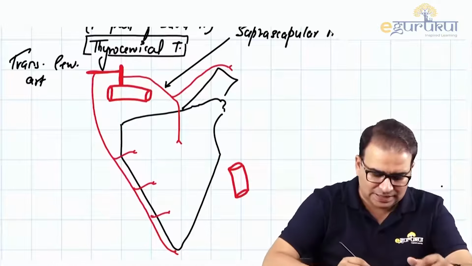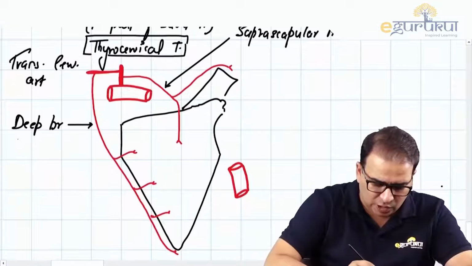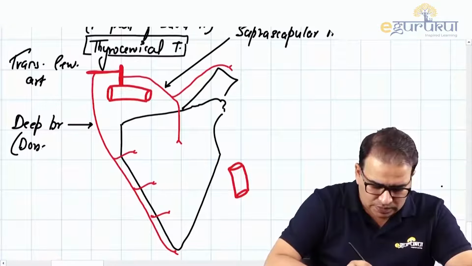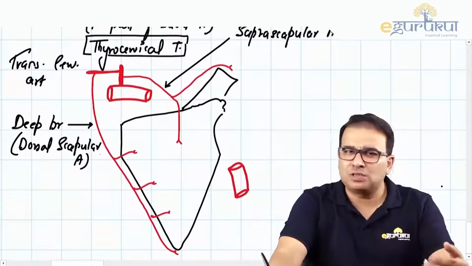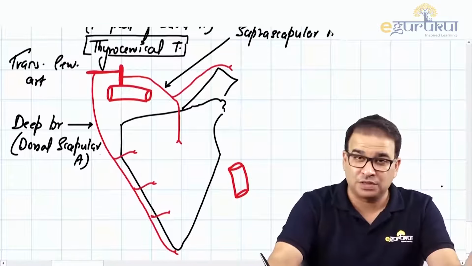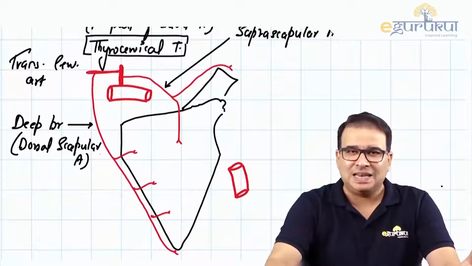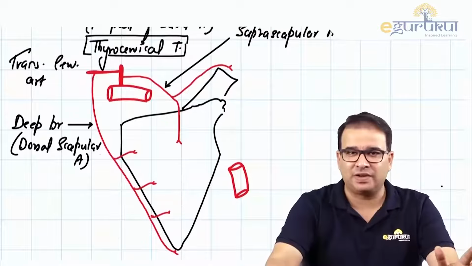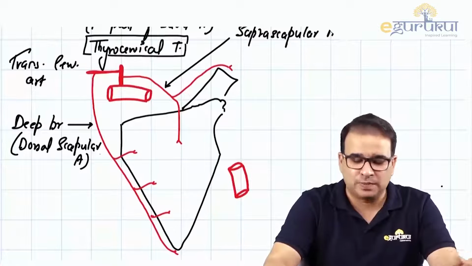So what artery is that? This is the deep branch of transverse cervical artery. Either you simply call it deep branch of transverse cervical, or this is called the dorsal scapular artery. Sometimes dorsal scapular artery comes from the third part of subclavian also. That is a variation. But dorsal scapular artery usually is a name given to the deep branch of transverse cervical. So guys, this is the contribution which is coming from where? From the first part of subclavian.